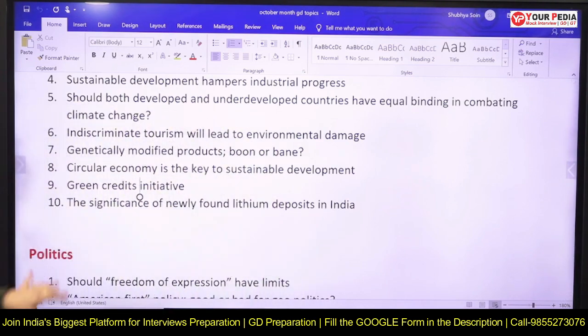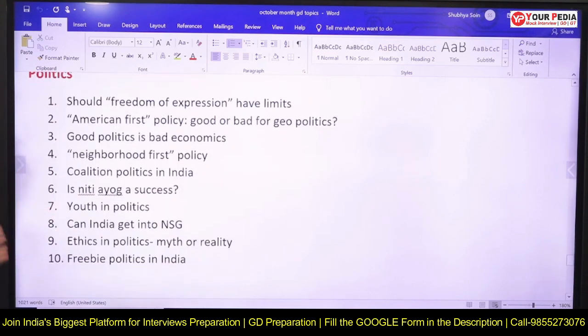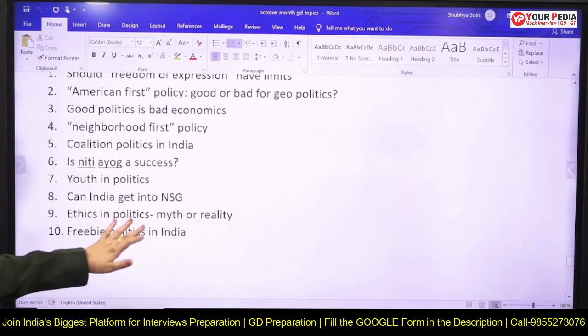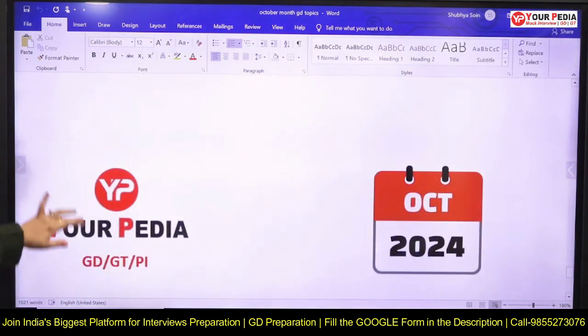Then you have to go for the next one, that is politics. Should freedom of expression have limits? America first policy, is it good or bad for geopolitics? Good politics is bad economics. What about neighborhood first policy, that is India's relationship with its neighboring countries? Coalition politics in India. Is Niti Aayog a success? Youth in politics. Can India get into NSG? Ethics in politics, is it a myth or reality? Freebie politics in India.